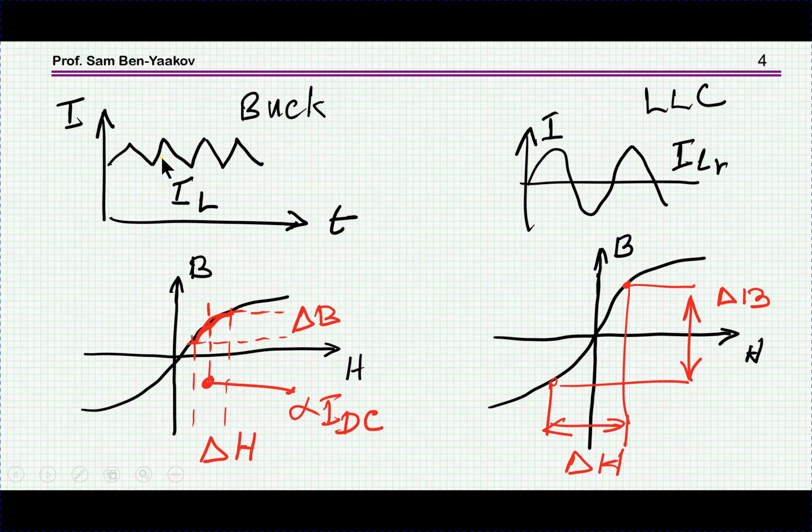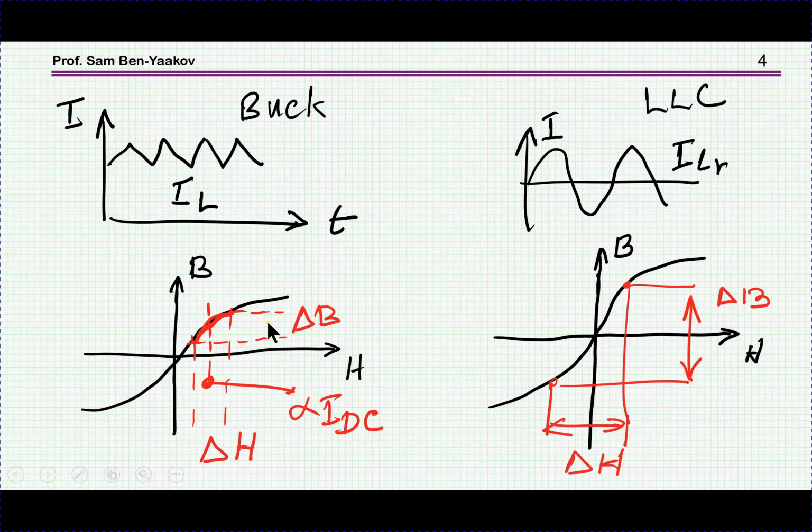In the case of the buck converter, or the DC inductor, I should say, we are operating around a certain magnetic field density within the core, and there is a delta B here as the ripple is developing. This is actually proportional to the ripple here, the delta H, the magnetic field, and the delta B correspondingly, depending on the permeability of the material.